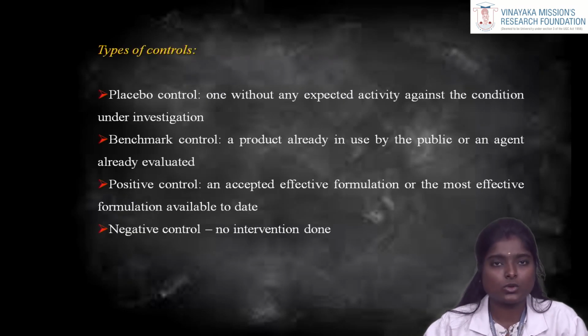What are the types of control we usually have? First, placebo control, benchmark control, then positive control, and negative control. Placebo control is one without any expected activity against the condition under investigation. So one group will be your experimental group, and the other group will be your placebo group, from which we do not expect anything. Benchmark control uses a product already in use by the public that is already proven to be effective. In a positive control, an accepted effective formulation is used, so it is a lower standard than the benchmark control. Negative control is where no intervention is given.